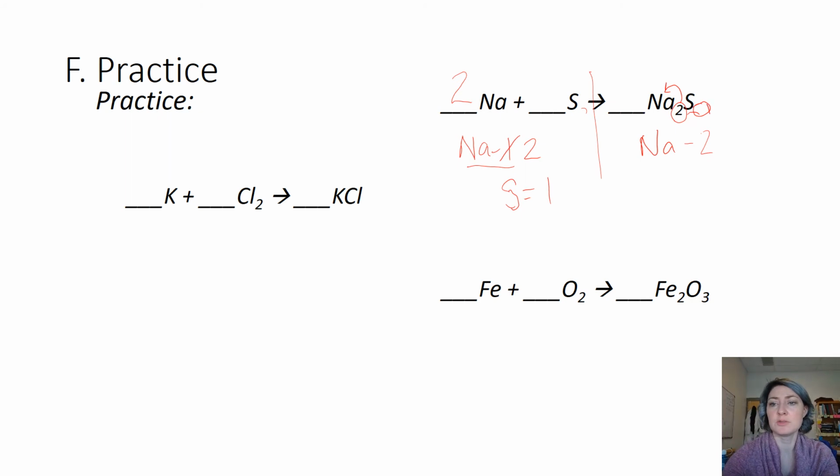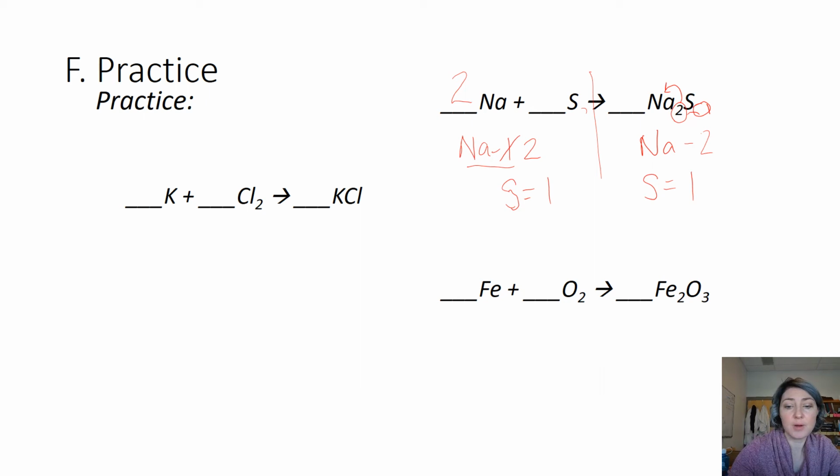All right, so I'm going to assume that this is 1. So on this side, I also have 1 sulfur. Well, those are already balanced, so I don't have to put anything into my coefficient. So in the end, it's 2 sodiums plus 1 sulfur gives me sodium sulfide.